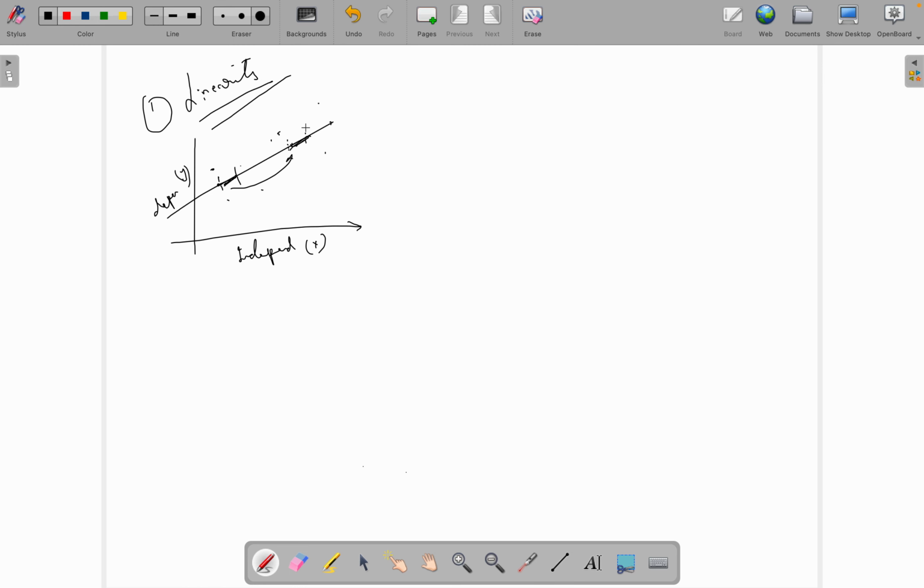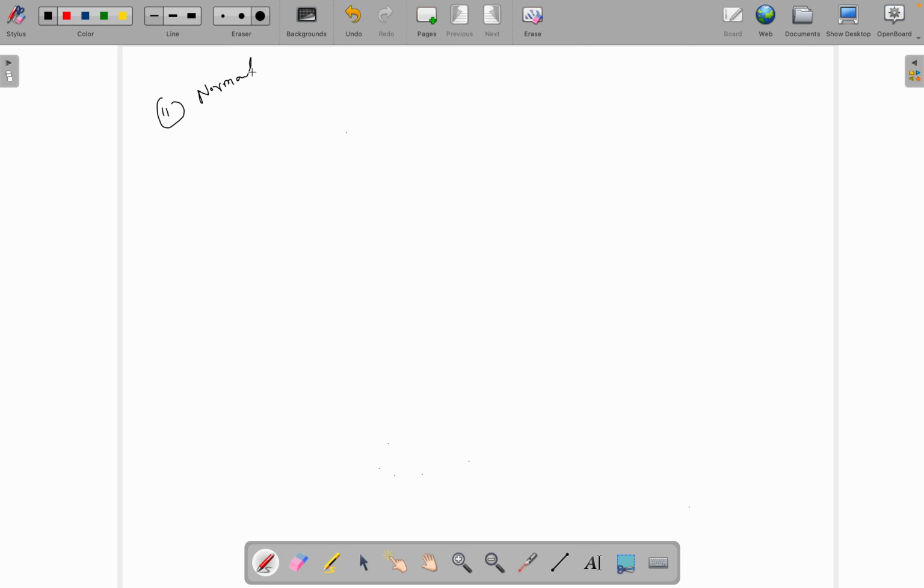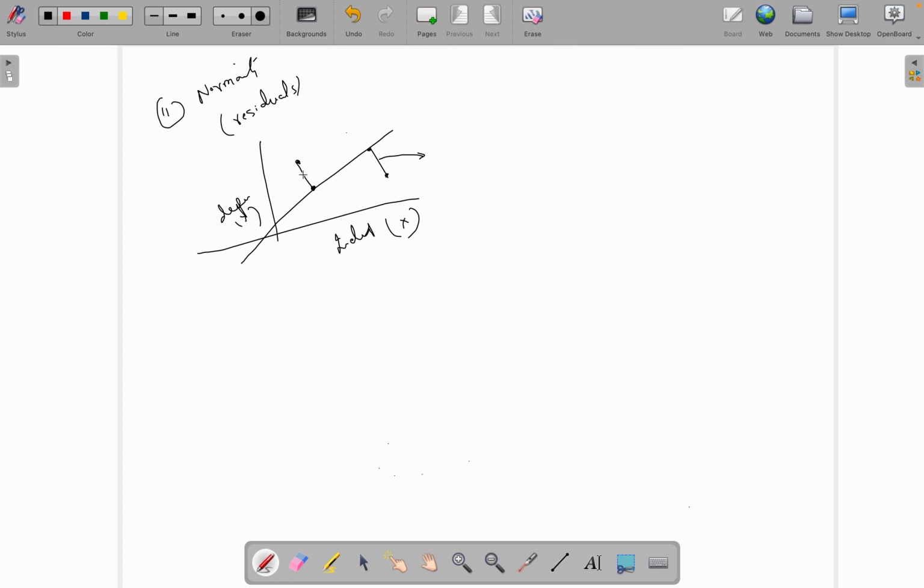The second assumption is normality. It is related to the residuals, which I have already explained. Suppose this is your independent variable x and this is your dependent variable y, and this is my regression line, and suppose these two are my actual points. The actual point versus the predicted point: this is my predicted point and this is my actual point. The errors made are called residuals.